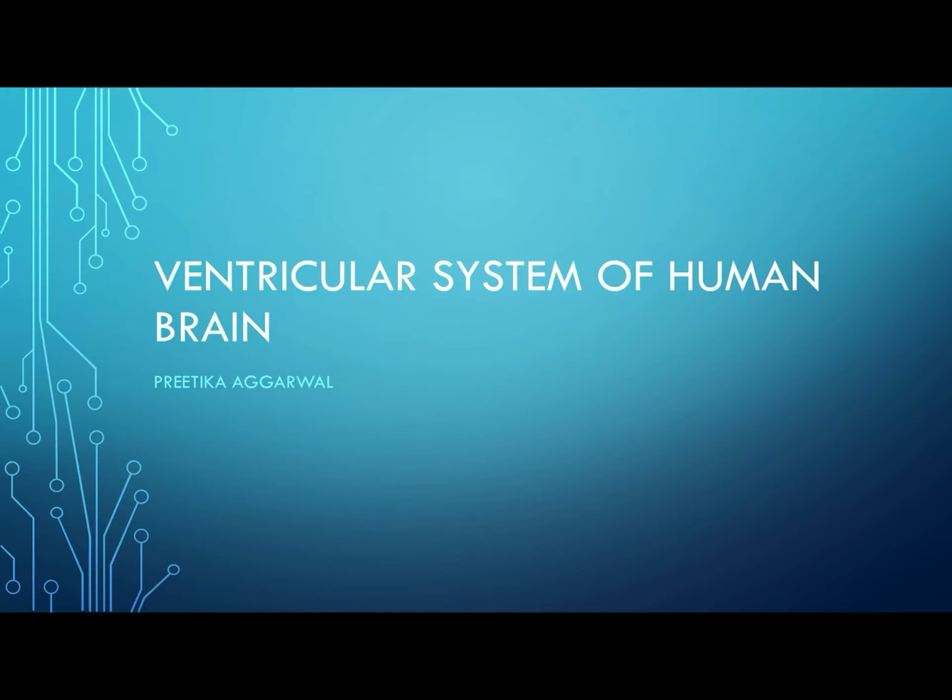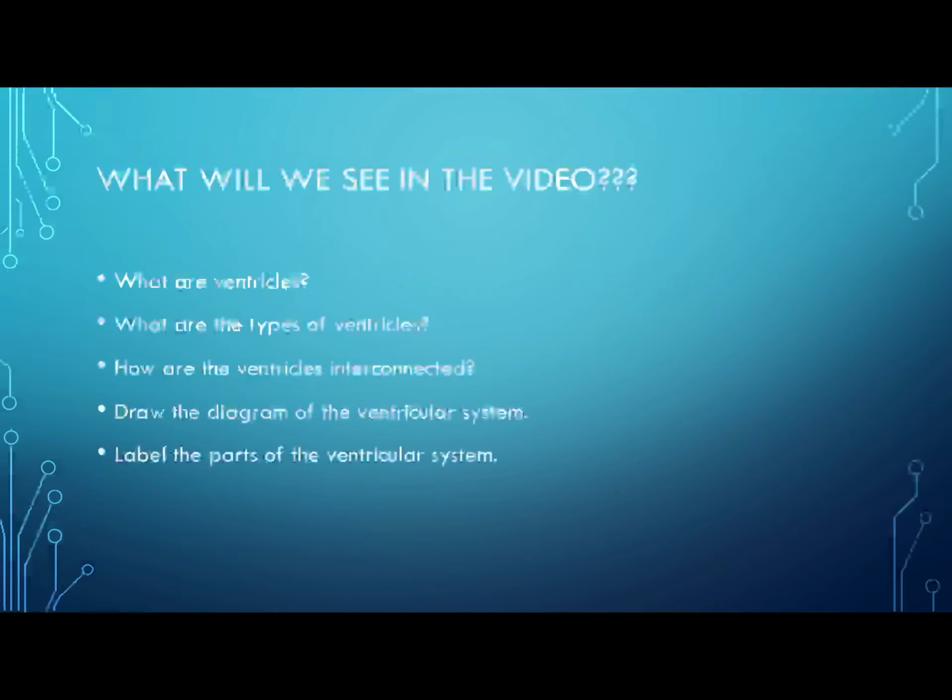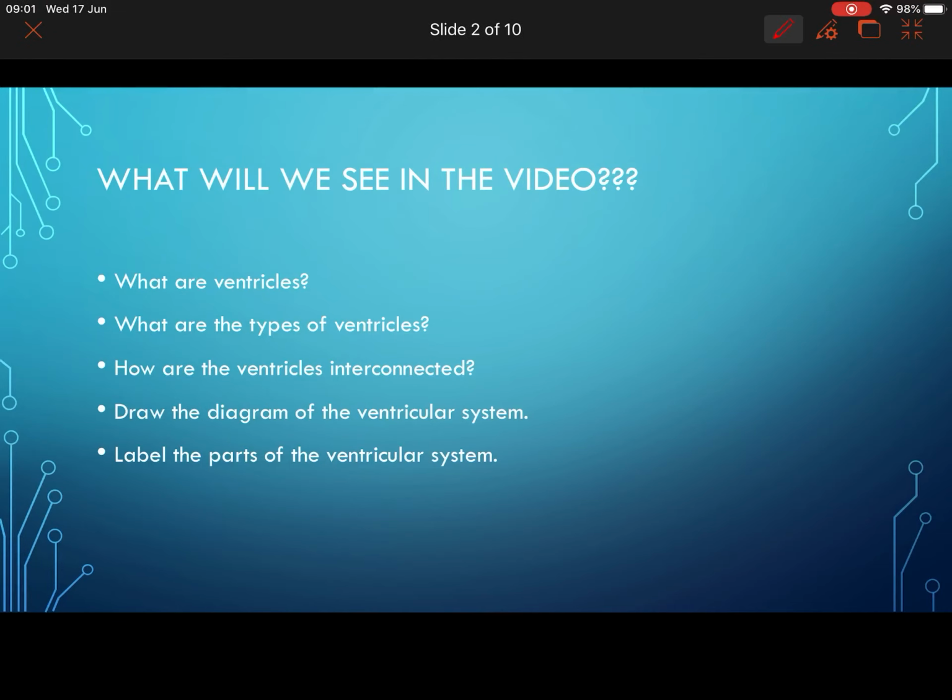Today I'll be teaching you about the ventricular system of the human brain. First of all, let's see what exactly we'll be seeing and learning today in this video. So first of all, we'll see what are ventricles, what are the types of ventricles, how are the ventricles interconnected, we'll draw the diagram of the ventricular system, and we'll label the parts of the ventricular system. So first we'll see what are ventricles, then we'll see the types, then we'll see the interconnections, then we'll draw a diagram, and then we'll label the parts.